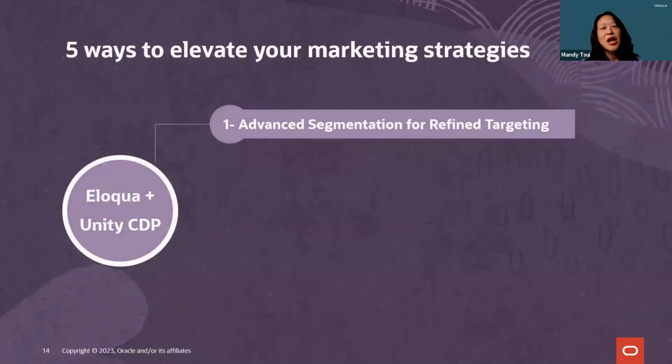In this next section, we will cover 5 different ways that can help you elevate your marketing strategy. And these are tried and true ways that our existing customers have leveraged Unity and Eloqua to achieve. So you will also see results and benefits that customers have seen as we go through each of these marketing strategies. The first one is advanced segmentation for refined targeting.